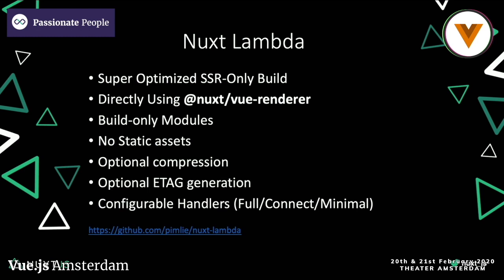It has some limitations for sure. For example, you have to only use build-only modules, because some modules can hook in the runtime, but it's adding performance overhead. It's not bundling the static assets because serverless environments should handle them by CDN layer. It has optional compression. The reason that it's optional, we didn't remove it, is that it seems that AWS is not supporting compression. So in some serverless environments, we still need it. So we keep it as an optional function. But if you disable it, it's removed from the final build. So the final build is quite optimized.